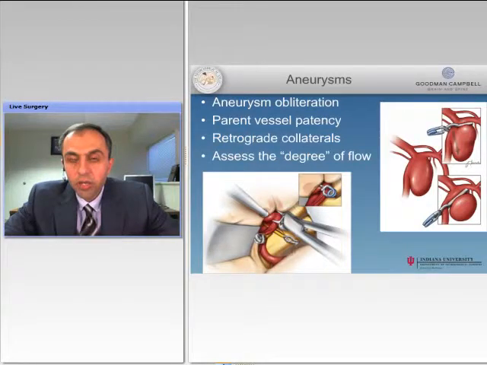The other one is we want to make sure the clip doesn't cause any parent vessel compromise. By doing the intraoperative angiography, you can assure that the parent vessel is patent. And we're going to go through some additional applications of ICG, and that includes assurance of retrograde collaterals if you're doing trapping of the segment of the vessel that is involved with the aneurysm. And also you can push the limits of ICG and assess the degree of flow, as you will see in some of the videos momentarily.